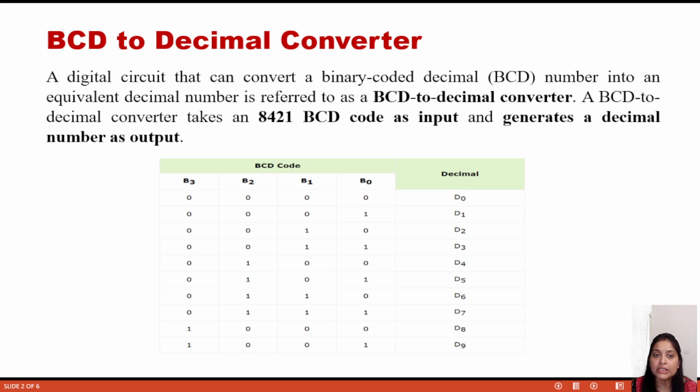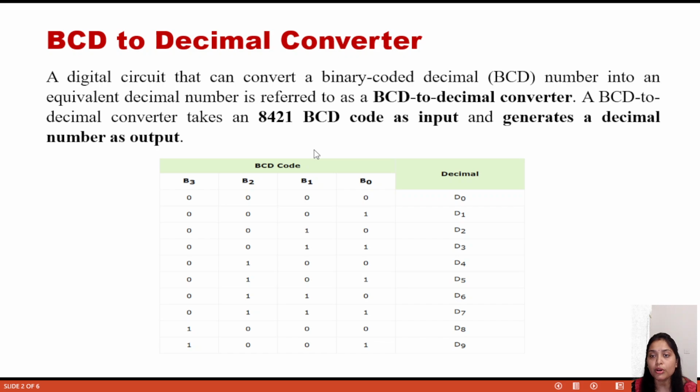A BCD to decimal converter takes an 8421 BCD code as an input and generates a decimal number as an output. Here, in the input section there are 4 inputs, and in the output section we will get 10 outputs. B3, B2, B1, B0 are the inputs, and these are the outputs, D0 to D9. All these numbers we will represent as a 4-bit binary number, and all of you know this 8421 combination.